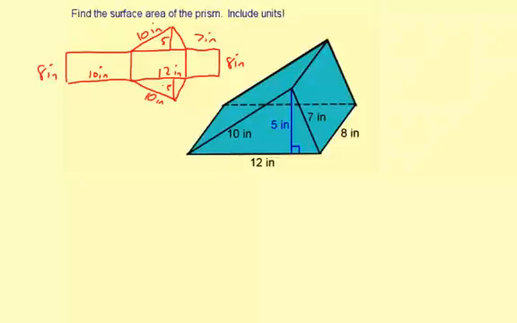Let me do the triangle areas first. So the area of a triangle is 1/2 of the base of the triangle times the height. The base of the triangle here is 12 inches. And then the height of the triangle is this 5 inches. So I'm going to multiply the 12 times 5 first, which is going to be 60 inches squared.